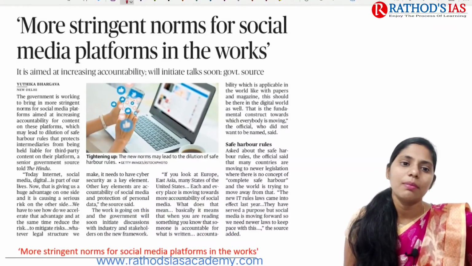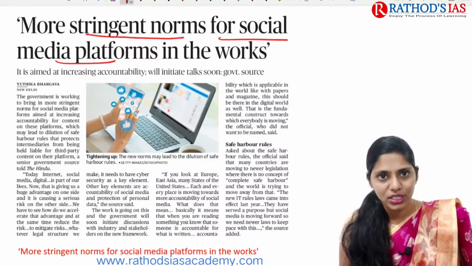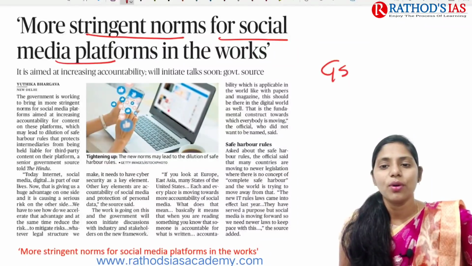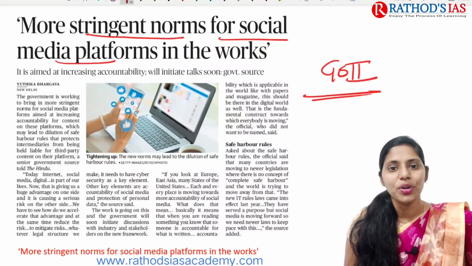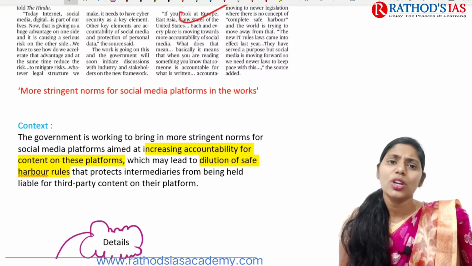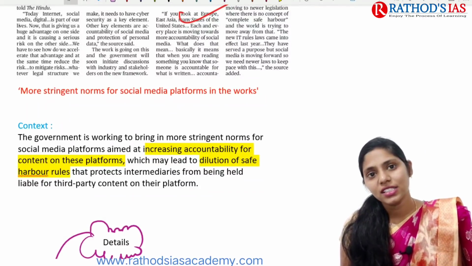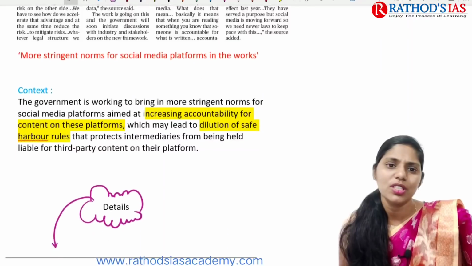And the next topic is about more stringent norms for social media platforms in the works. This article is important for GS paper 2 under governance. So now let us talk about this topic in great detail. You can use this article as a case study whenever you are writing any essay regarding social media.